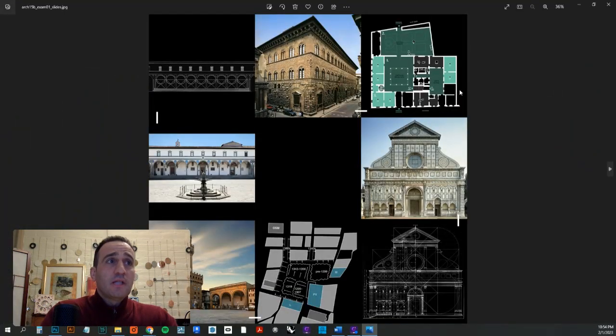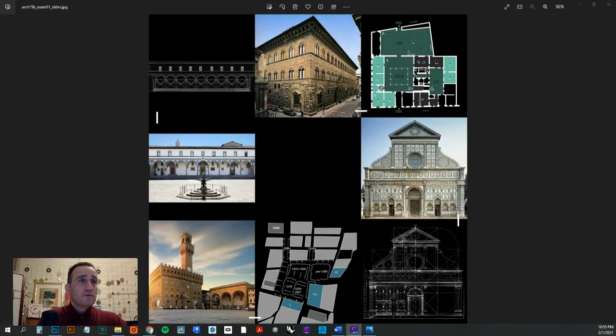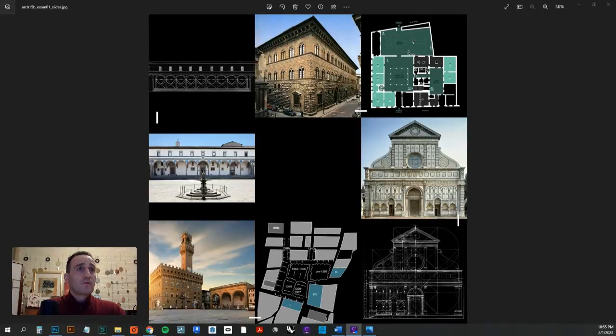Okay, these are the slides, or this is the slide with the 4 projects. Let me make this a little smaller so it's not interfering. Okay, so what you're looking at here is your first exam.